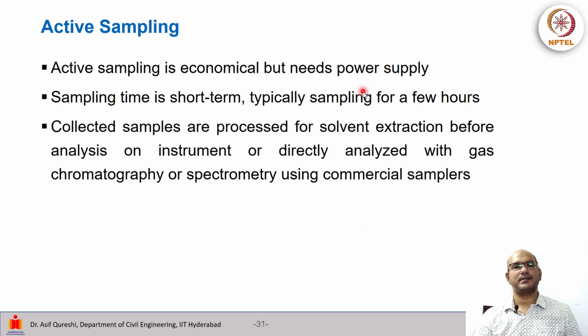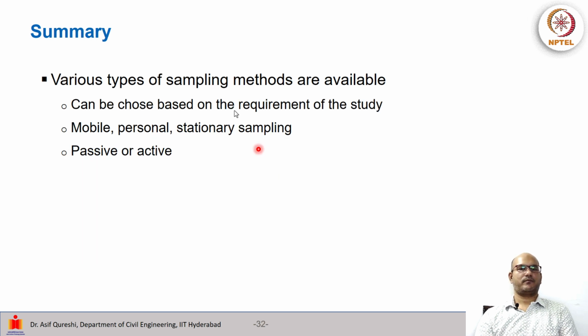So active sampling is economical, but it will need a power supply. The sampling time would be more short term, typically a few hours. Then the collected samples can be processed for solvent extraction before analysis on an instrument, or directly analyzed with gas chromatography or spectrometry using commercial samplers and commercial analyzers.